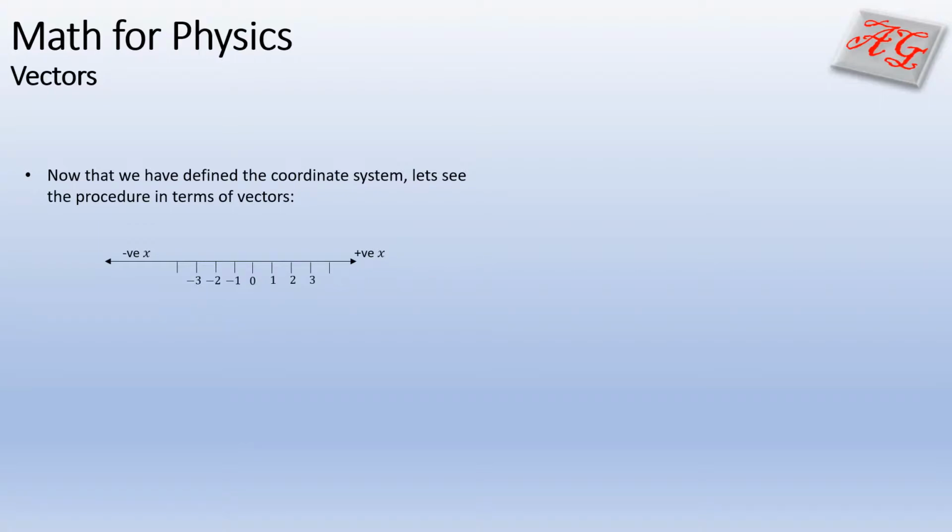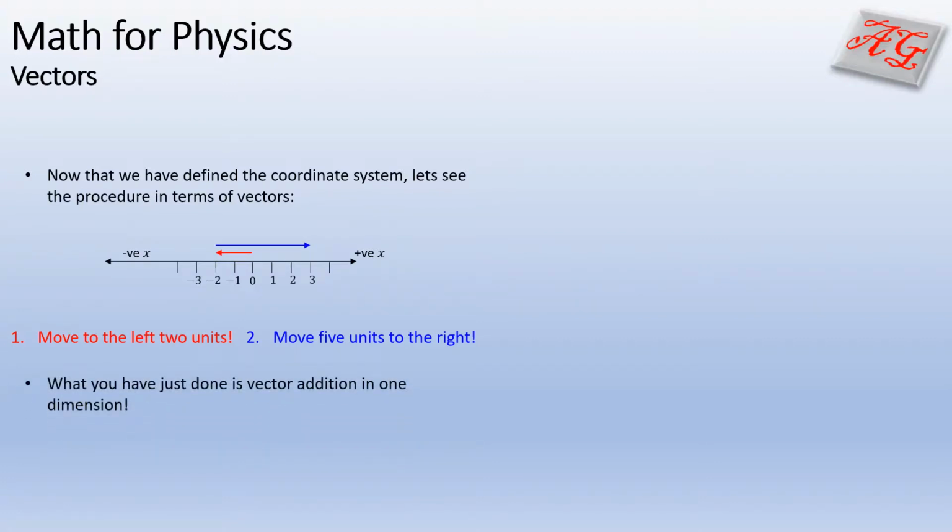This is the standard system that is most commonly used, although it won't matter very much when you learn to use the vector symbolically. The instructions to get to the treasure are pretty simple. If we define 1 as the unit, the instructions are: move 2 units to the left and move 5 units to the right. So what you have just done is the addition of 2 vectors in 1 dimension.